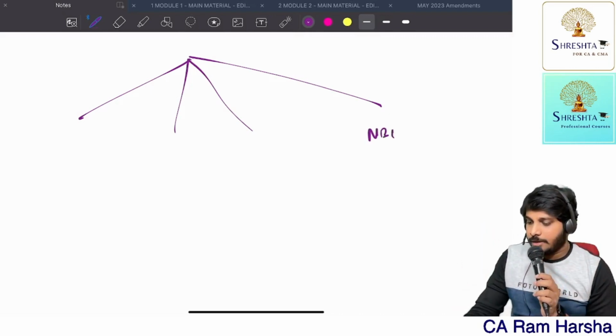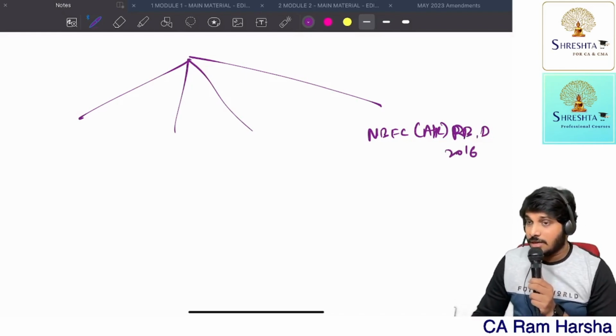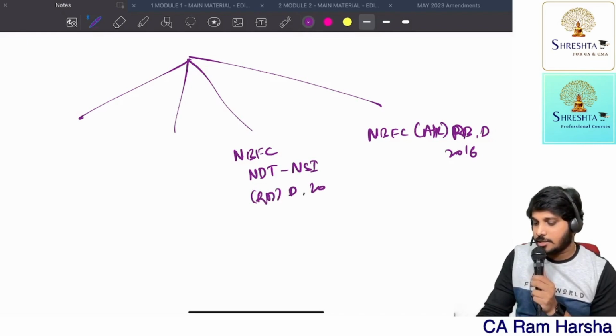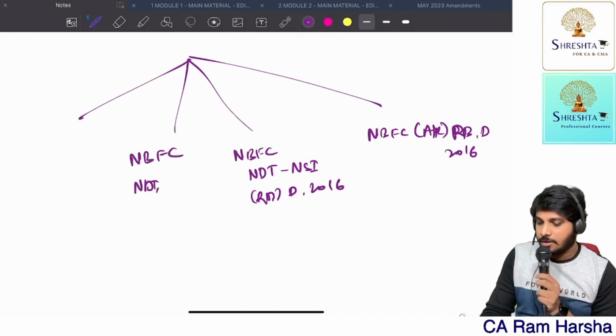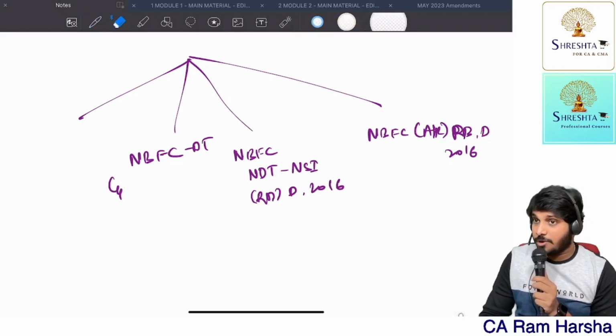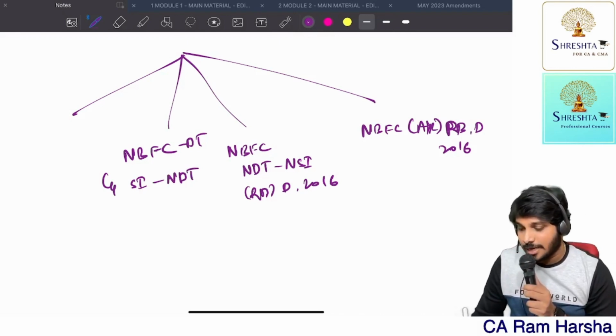1. NBFC Auditor's Report, Reserve Bank Directions 2016. Another direction, NBFC Non-Deposit Taking, Non-Systematically Important, Reserve Bank Directions 2016. Another direction, NBFC Non-Deposit Taking, Systematically Important and NBFC Deposit Taking, Reserve Bank Directions 2016. Getting it?